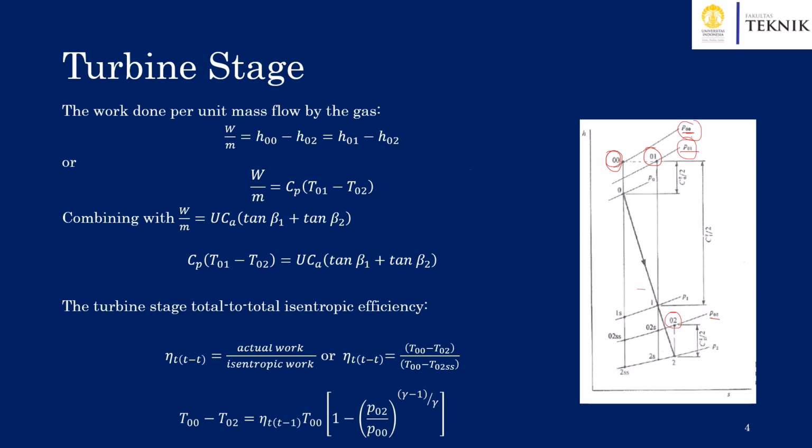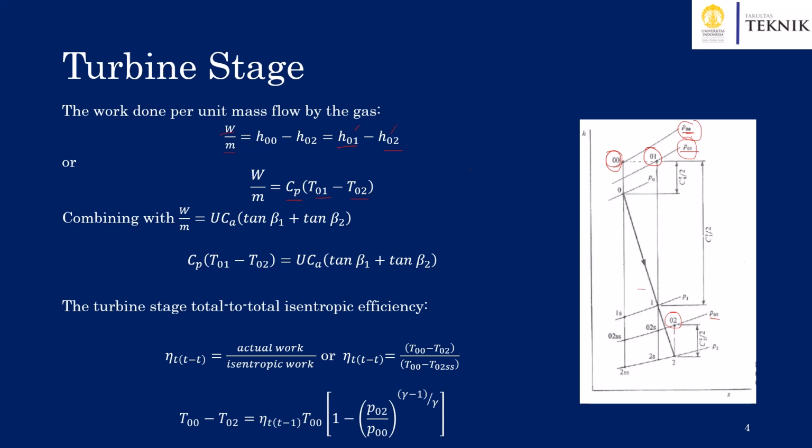From these conditions, we can get the work done per unit mass flow across the rotor. That work divided by the mass flow rate will be equal to the difference between the total enthalpy between 01 to 02, or between the inlet and outlet of the rotor. Or we can calculate them by using the specific heat and the temperature change across the rotor row.